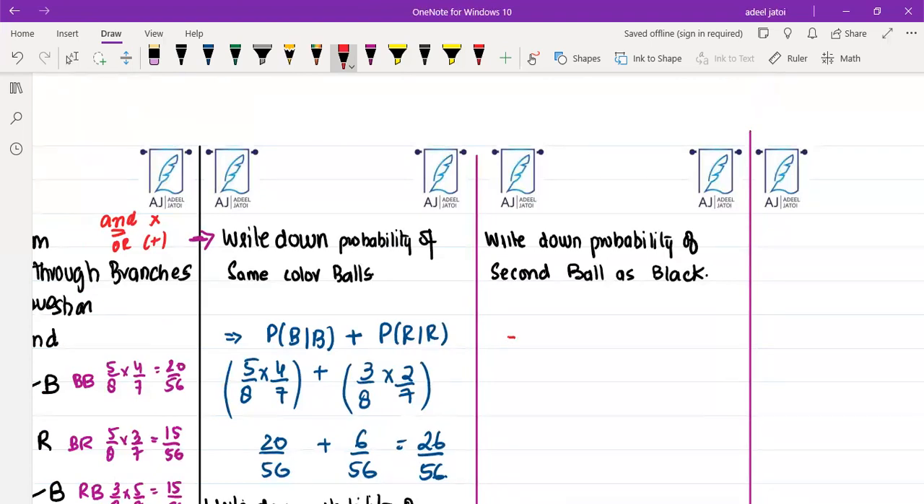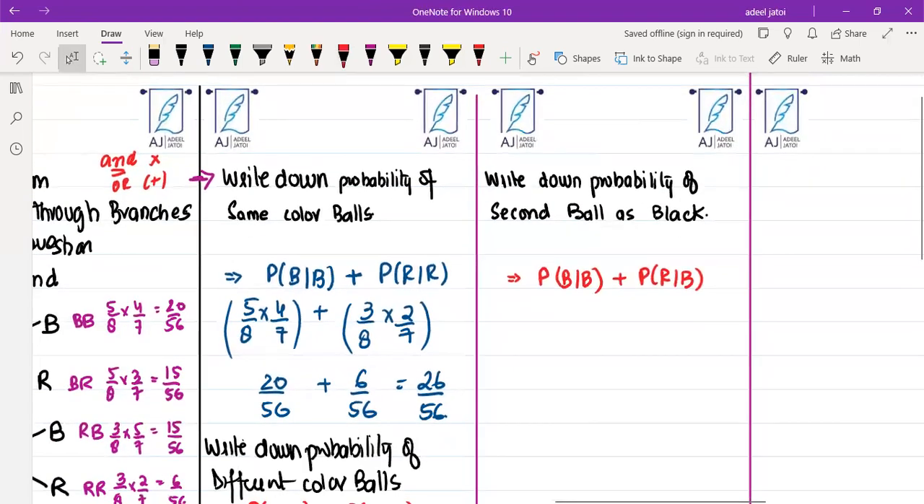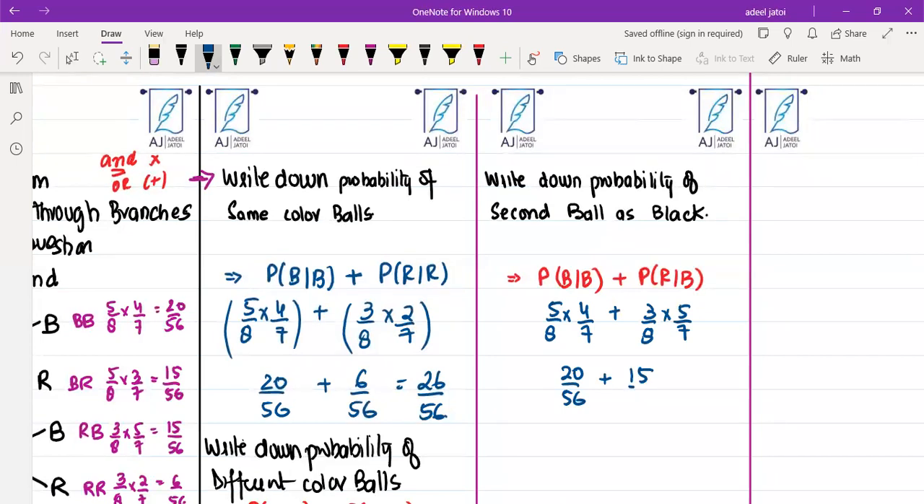So there is a possibility. Now the probability of second ball as black means we can have black and black, or we can have red and black. We can't have red second because the second ball must be black, and we can't have black and red because the second would be red. So the probability that we need is black-black and red-black. So black will be 5 upon 8 into 4 upon 7 plus 3 upon 8 into 5 upon 7. So this is 20 upon 56 and this is 15 upon 56. The probability should be 35 upon 56.